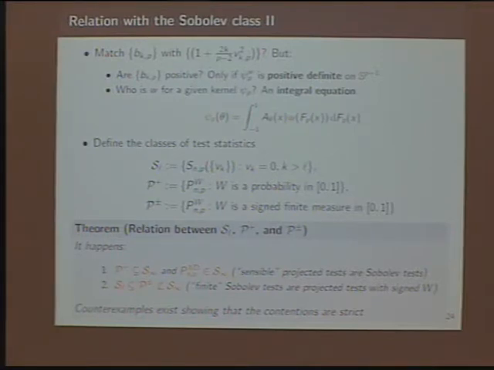And then the other way around, if we have a finite Sobolev test that projects exactly onto a certain eigenspace, then we can map it back to our framework if we allow W to perhaps be signed. In other words, we cannot guarantee that this won't be signed. And we have counterexamples showing that all those inclusions are strict.